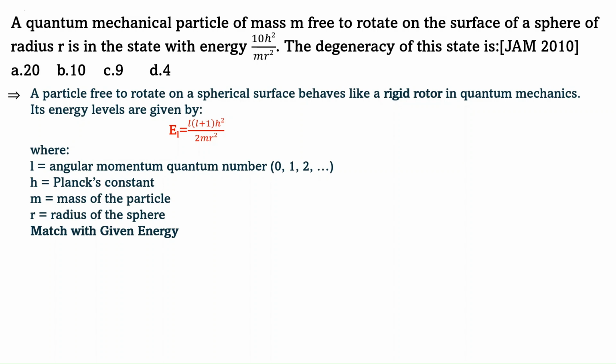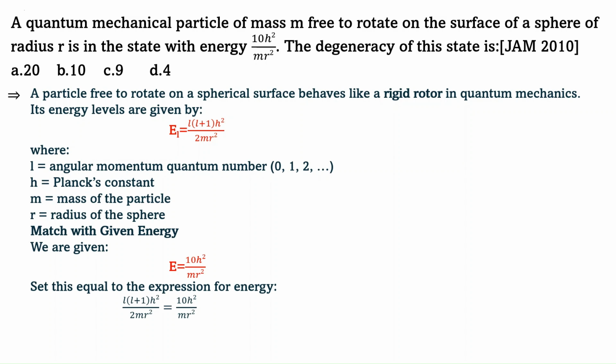Match with the given energy which they have given, that is 10 h square by m r square. We are given E is equal to 10 h square by m r square. Now we have to match with our energy equation, that is L into L plus 1 into h square divided by 2 m r square. So if we set this equal, then we get the value of L is equal to 4, and we know the formula for degeneracy is equal to 2L plus 1. So the total degeneracy will be 9. That is, our correct option is C.